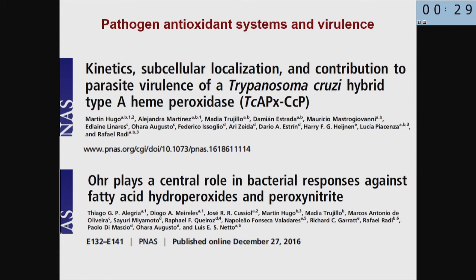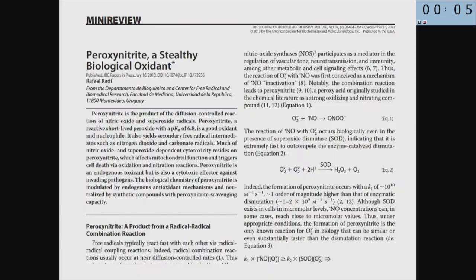I will not get into any detail, but this is work we just published in this last year on antioxidant enzymes of different pathogens, including Trypanosoma cruzi and Pseudomonas aeruginosa, and we find that the antioxidant systems in the pathogens constitute virulence factors. And this is a review we wrote a few years ago, peroxynitrite, a stealthy oxidant.